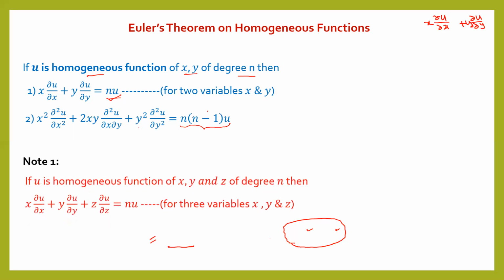And suppose the function involves three variables x, y, and z. In that case we can differentiate u with respect to x, u with respect to y, and u with respect to z. For two variables, this is x ∂u/∂x plus y ∂u/∂y. But if we have three variables, then one more term is added, z ∂u/∂z, and the addition of all these three terms is n into u.